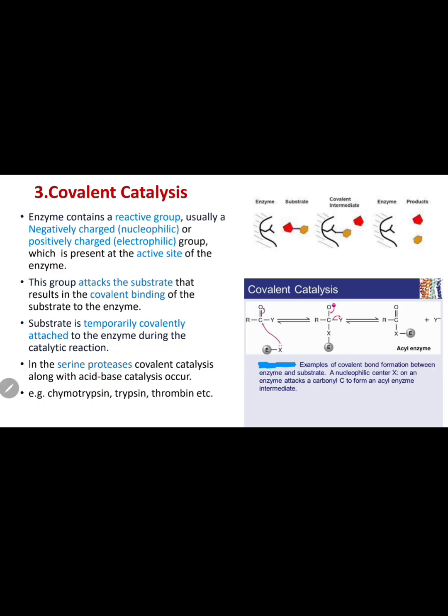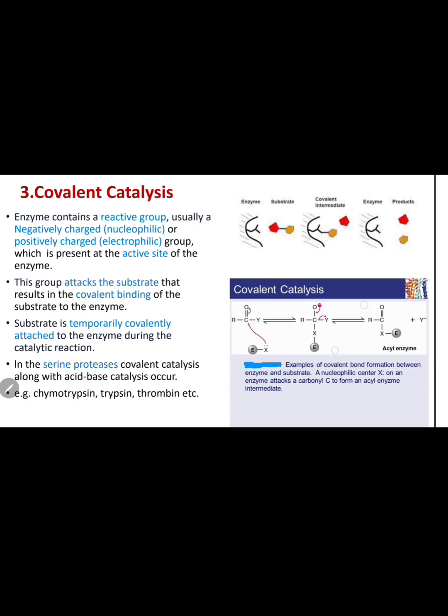So there is this substrate, the enzyme has a nucleophilic group, this electron pair is nucleophilic, attacks this carbon, and the enzyme gets bound here, right, temporarily. The substrate is temporarily covalently attached to the enzyme. In serine protease, covalent catalysis along with acid-base catalysis occurs. Chymotrypsin, trypsin, thrombin. And then finally, when the product is formed, this enzyme which is bound to the substrate also gets detached.